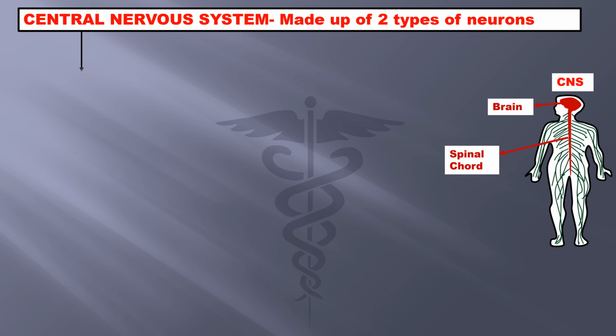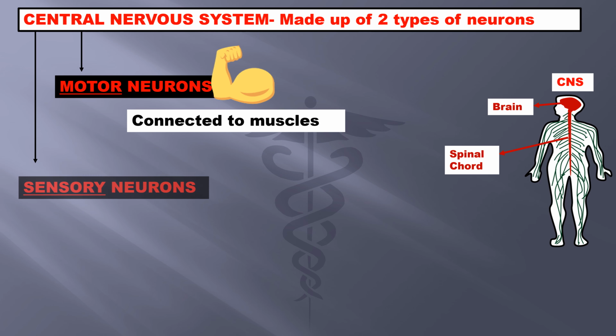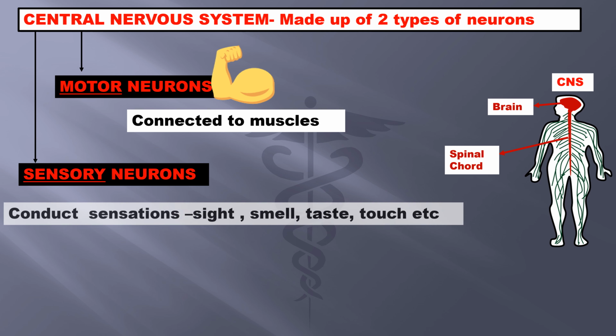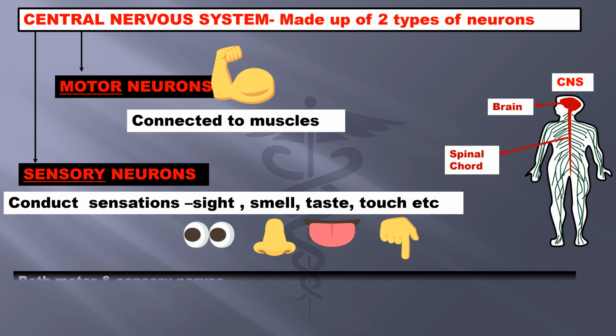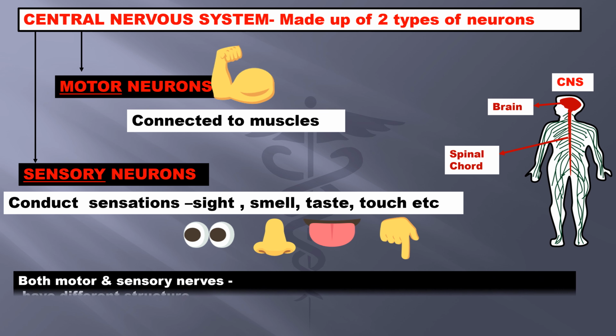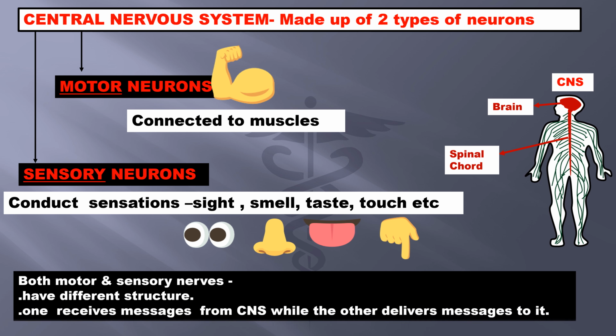The central nervous system is made of two types of neurons: motor neurons, connected to muscles, and sensory neurons, which conduct sensations of sight, smell, taste, touch, etc. Both motor and sensory nerves have different structure. Also, one receives messages from the CNS while the other delivers messages to it. Let us know a little bit more about these two neurons.